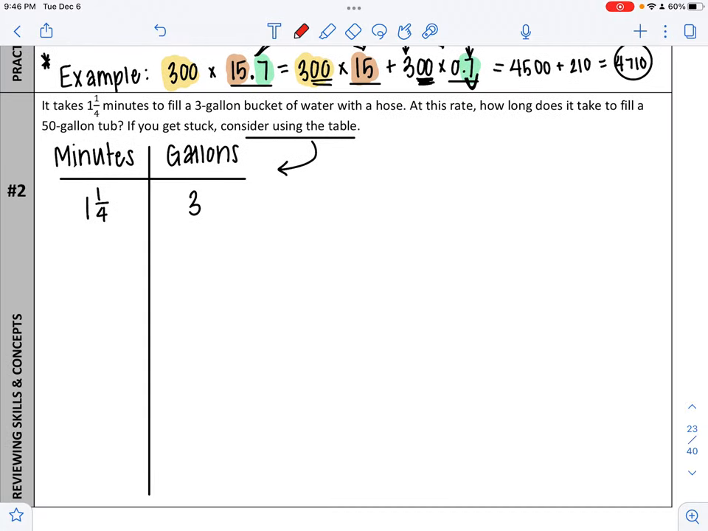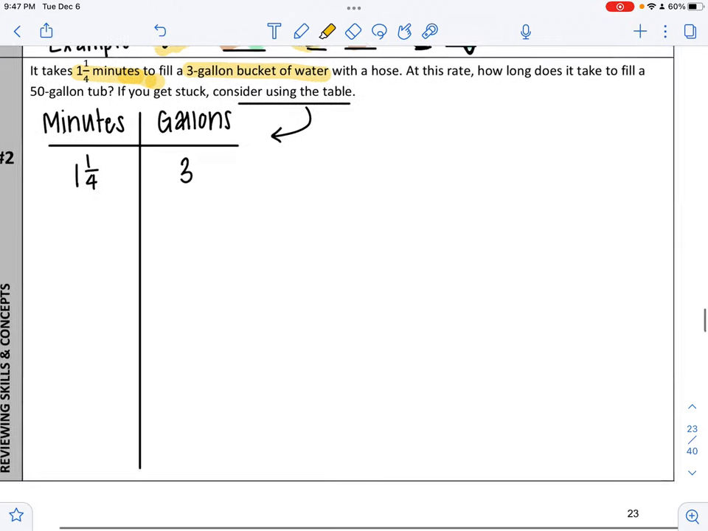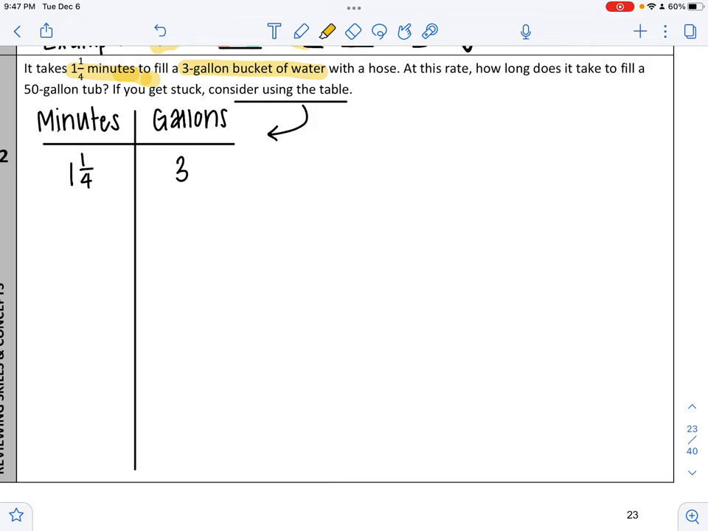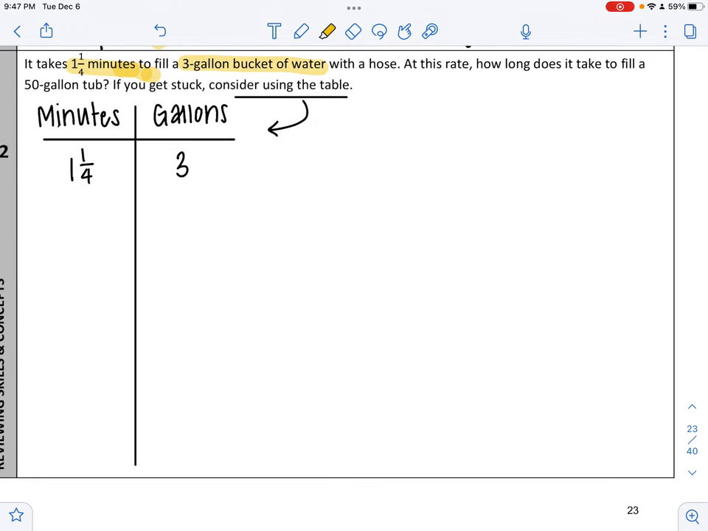Question 2 says, it takes 1 1/4 of a minute to fill a 3-gallon tank of water with a hose. At this rate, how long does it take to fill a 50-gallon tub? If you get stuck, consider using a table. Remember that every entry in the table is an equivalent ratio.